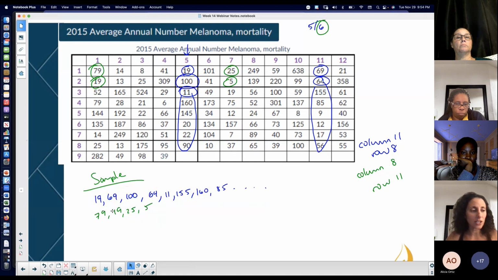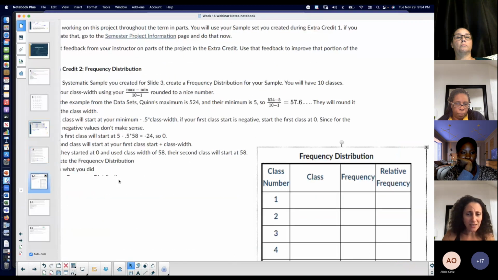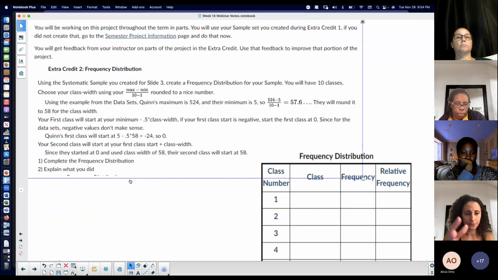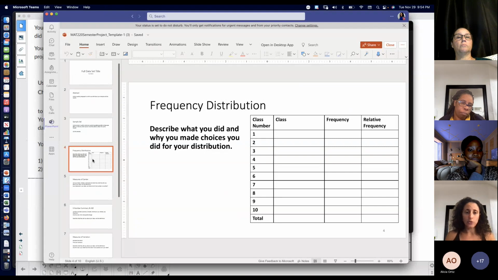So that is important for the first slide. And I'm not going to use all 35 values. I'm going to use this for any of the other stuff that they asked me to do, okay? So that's the first slide, the sample set.